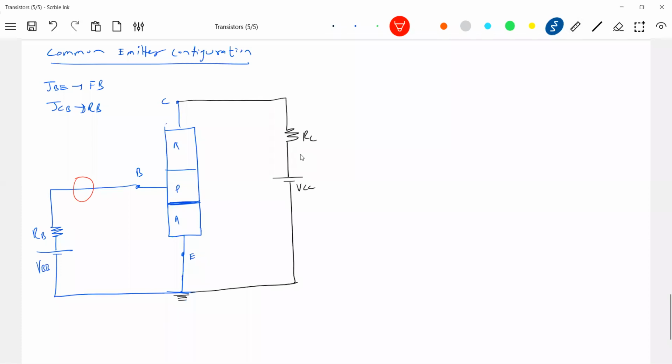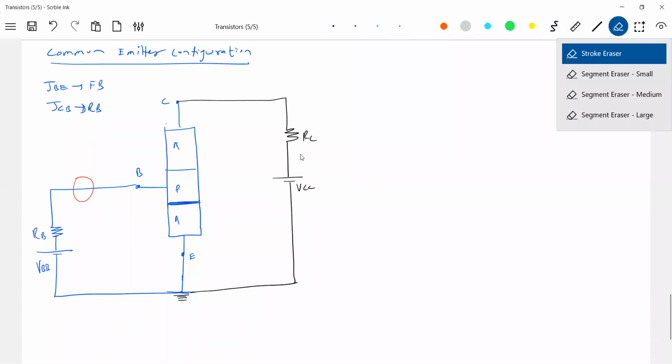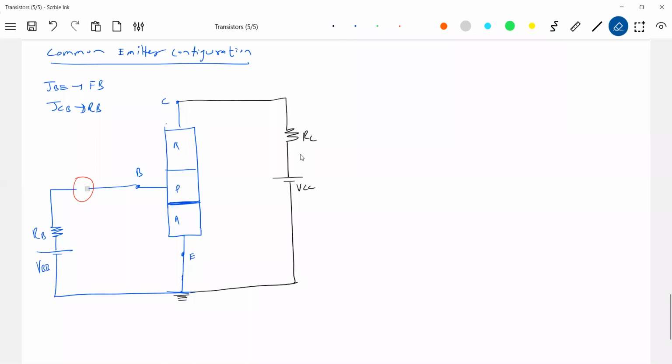microammeter. To measure this current here, I'll bring one milliammeter. So what will it measure? The collector current. What will this measure? The base current. So how should the current flow? How do we predict the direction of flow of current?